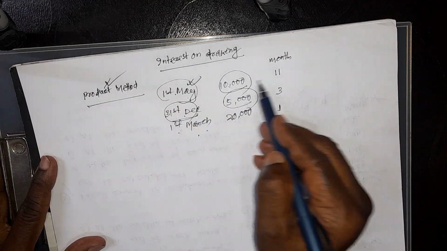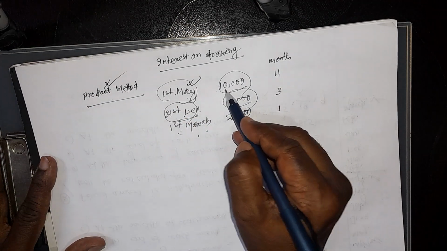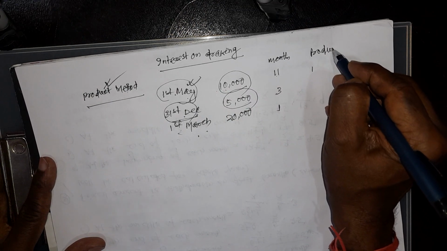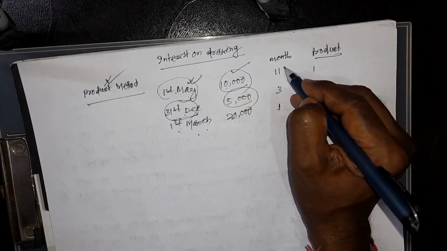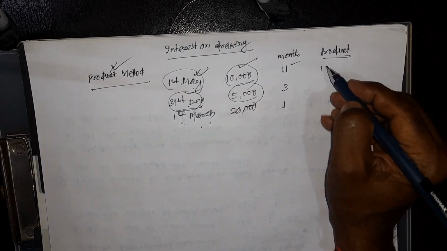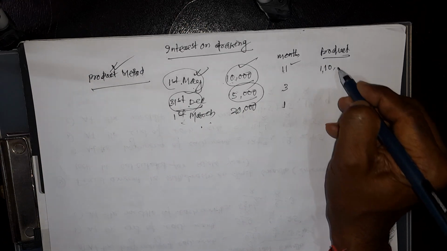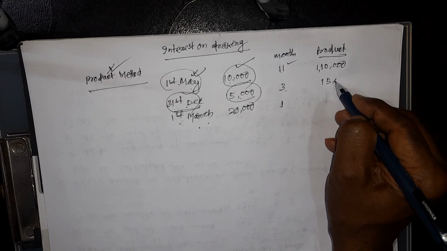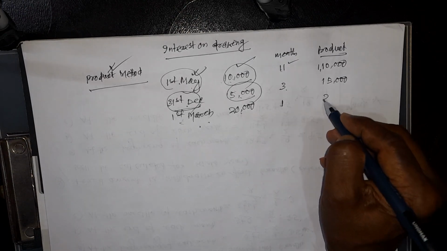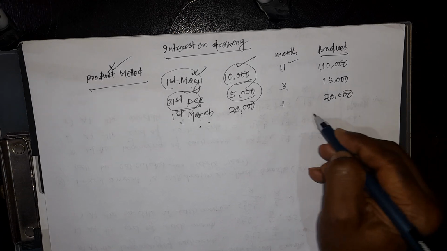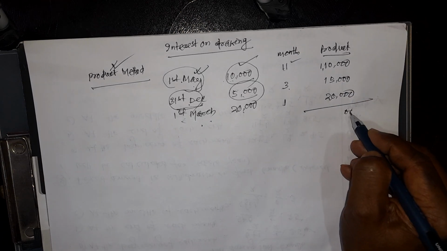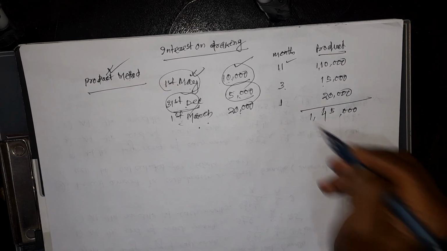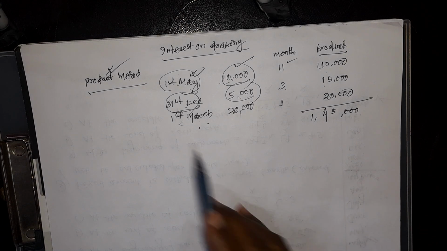Product method means you have to multiply. Product means we have to multiply the amount into months. 10,000 into 11 is 1,10,000. 5,000 into 3, that is 15,000. 20,000 into 1, that is 20,000. Clear? Then you will add it. 1,45,000. I hope all of you got it.